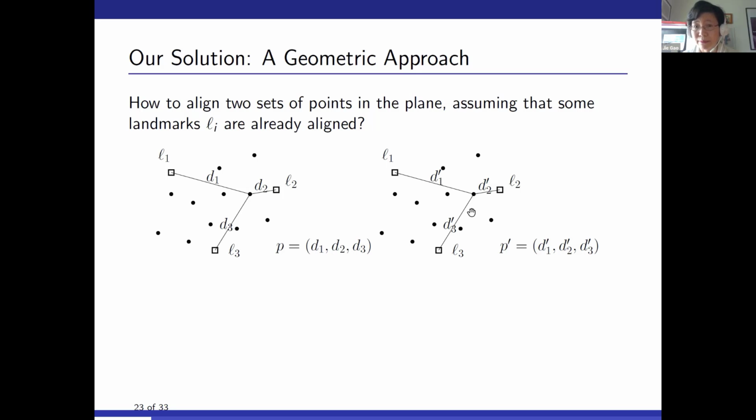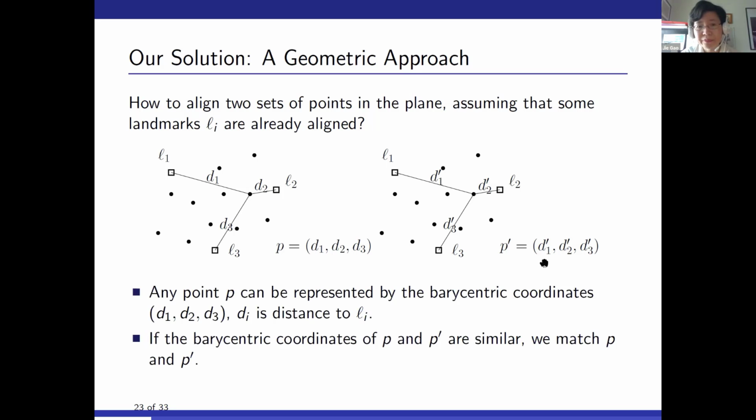distance to the 3 landmarks. So for this point P, I'm going to measure the distance to the 3 landmarks L1, L2, L3, and then use this vector as the definition of coordinate for P. Similarly, on the right, I'm going to do the same thing. For each point, I define this vector as a barycentric coordinate. Then to align these 2 point sets, I'm just going to choose the points with the same barycentric coordinates and match them.